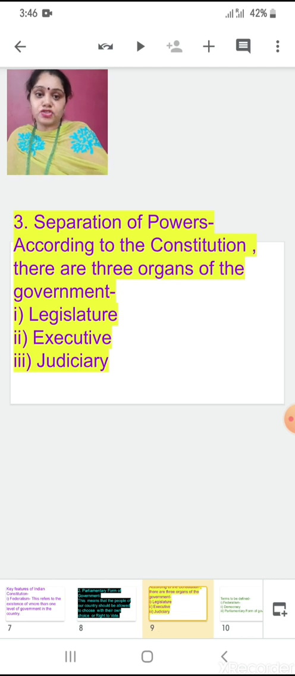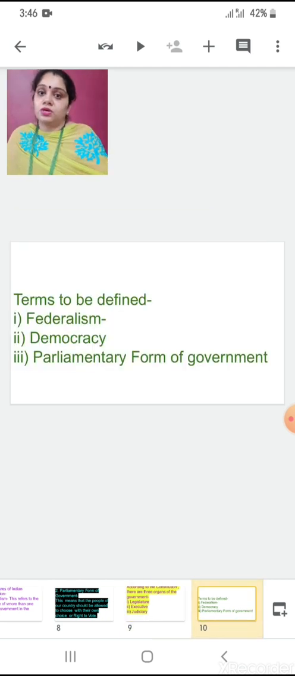Children, in this lecture, I would like you to answer these questions: what is federalism, what is democracy, and what is parliamentary form of government. The chapter is not yet over. The rest of the chapter we will continue in the next class.